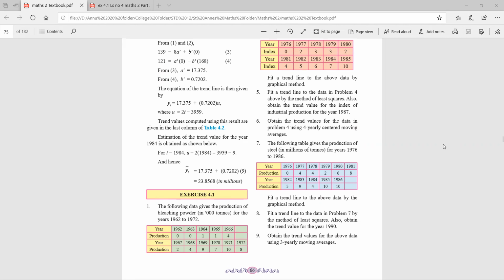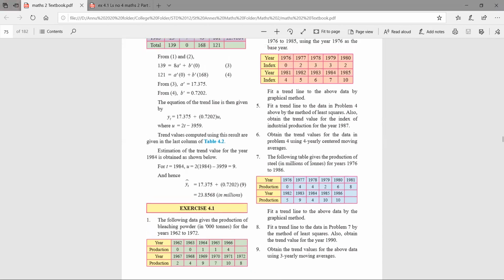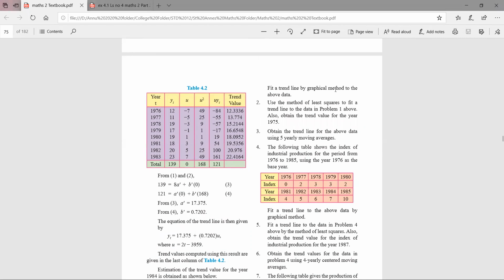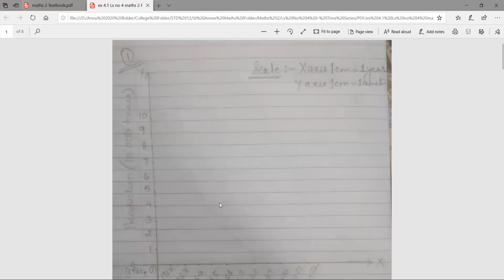So, without wasting much time, class, let us start with exercise 4.1 sums, which are based on the first method, that is freehand curve or graphical method. As you can see, question number 1. The following data gives the production of bleaching powder in 1000 tons for the years 1962 to 1972. This is the table given in your textbook, and they have asked you to fit a trend line for the above data by graphical method. It's one of the easiest methods which you can opt for in examinations as well.